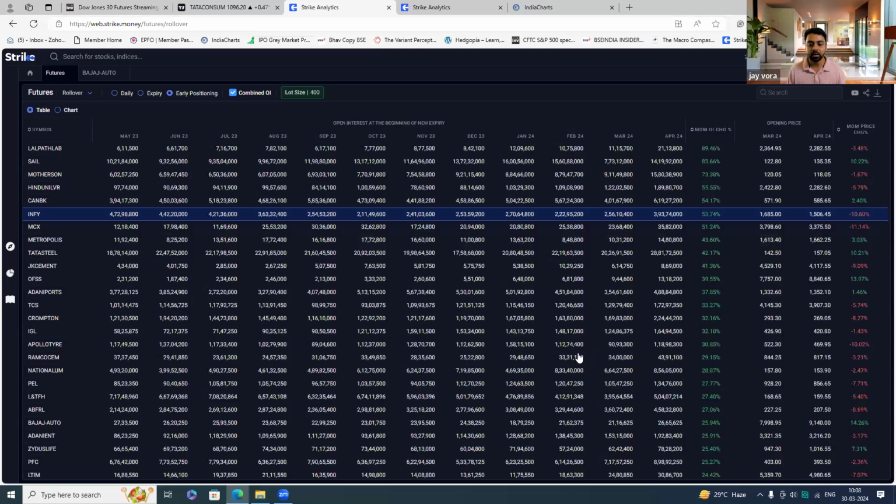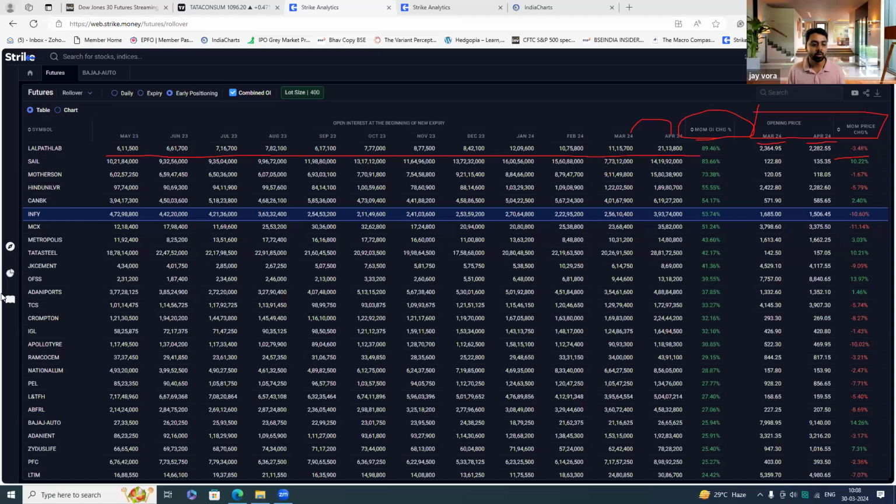So like I said, over here in the tabular format, you will have 12 months of starting open interest for the new expiry. So over here in month on month OI change, what we do is compare the OI change with the previous month. And over here, what you see is the opening price for the March expiry and for the April expiry, and the month on month price change that we have.